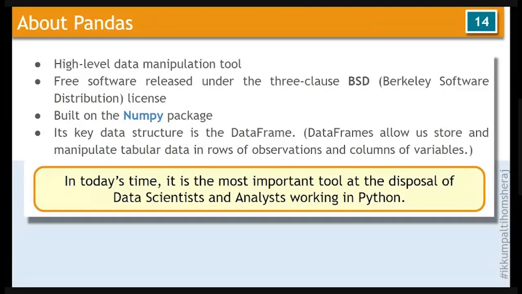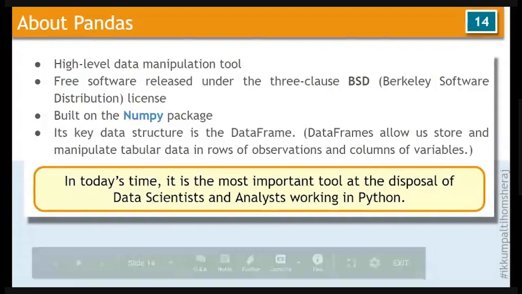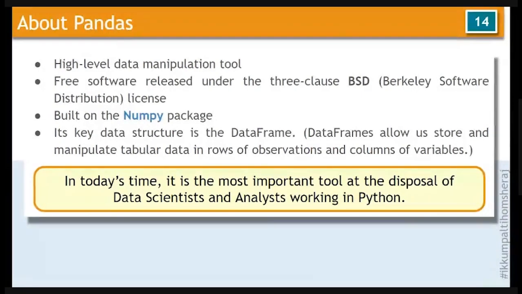It is free software released under the 3-clause BSD, that is Berkeley Software Distribution License, built on the NumPy package. Its key data structure is the DataFrame. DataFrames allow us to store and manipulate tabular data in rows of observations and columns of variables. Today, it is the most important tool at the disposal of data scientists and analysts working in Python. Right now, 90% of programmers make use of Pandas for data analytics.